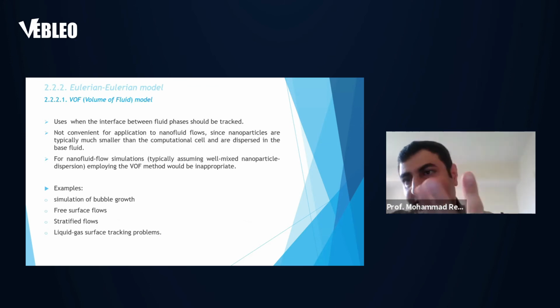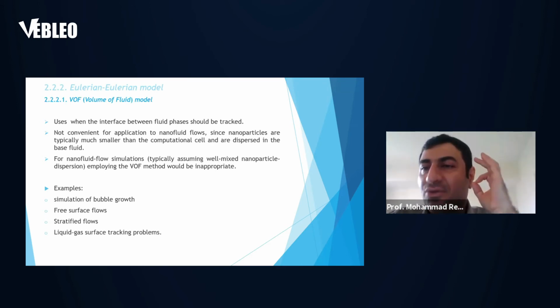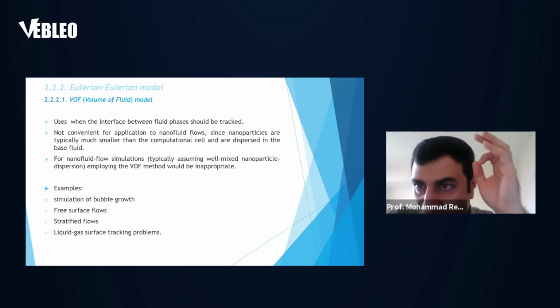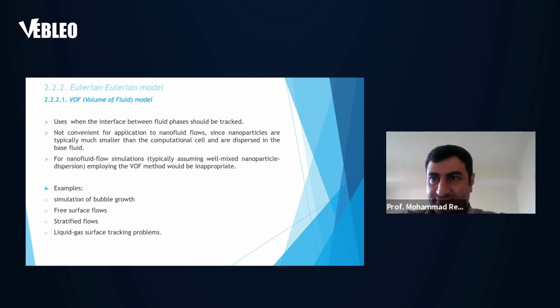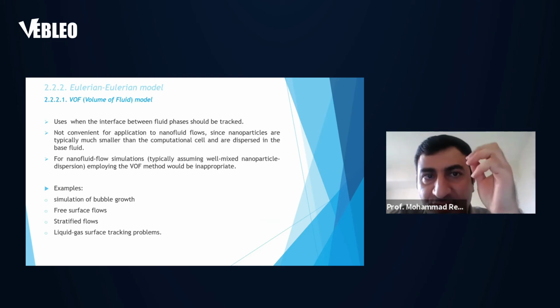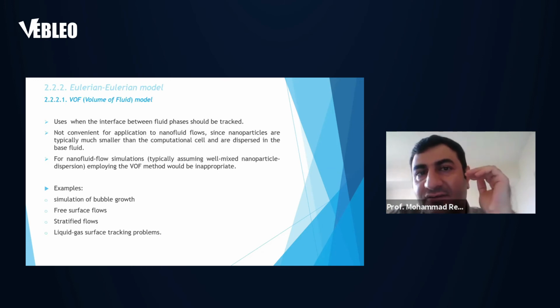It has three different models. The first model is VOF, volume of fluid. I want to tell you, using VOF for modeling nanofluid is completely rubbish. If you read an ISI paper that uses the VOF model to model nanofluid flow inside a normal pipe or something like that, I'm telling you, this is completely wrong. Unfortunately, there are many papers published in the world that use this model, because this model should be used to model the interface between fluid phases.